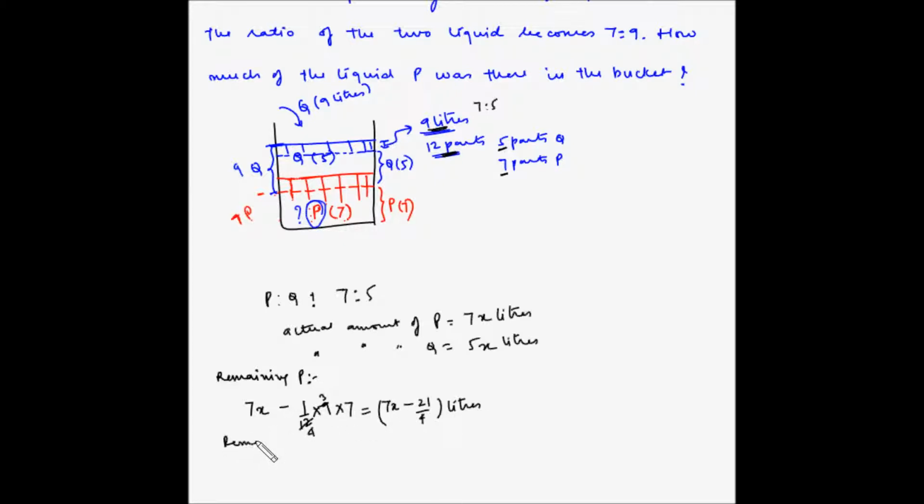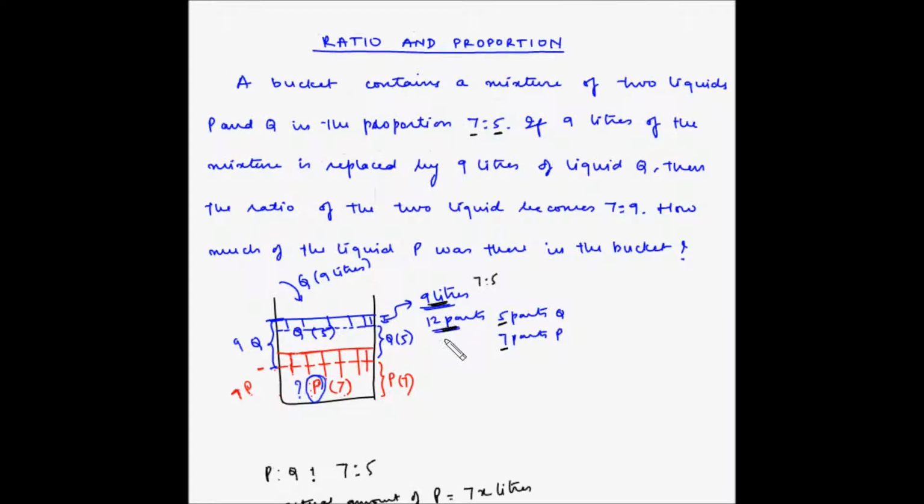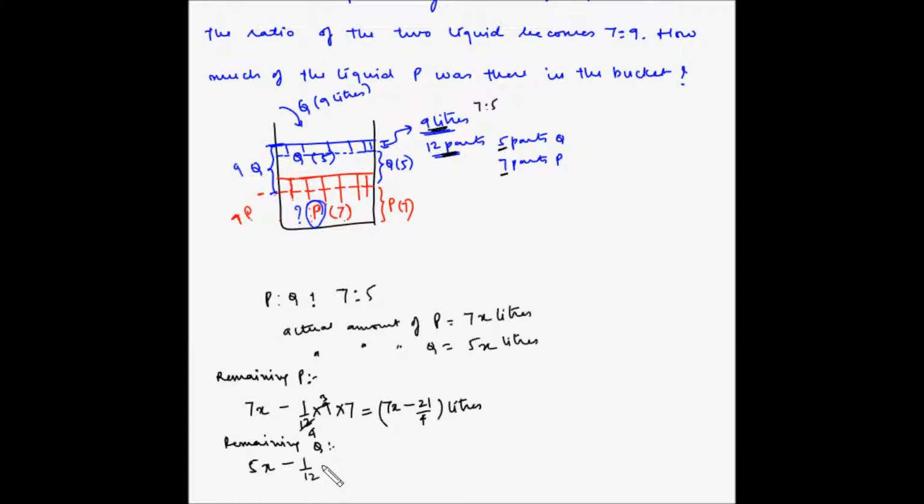Similarly, we have to find the remaining amount of Q. The amount originally was 5x liters, so 5x minus, now again first we have to divide 9 liters into 12 equal parts, so that means 1/12 multiplied by 9, and then we have 1 part out of the 12 parts of 9 liters, but we want 5 parts, so multiply this by 5. So this becomes 5x minus, again 3 4s are 12, 3 3s are 9, 5 3s are 15, 15 divided by 4 liters.